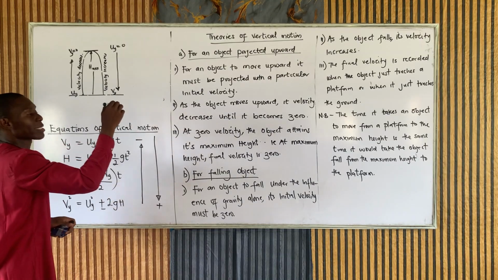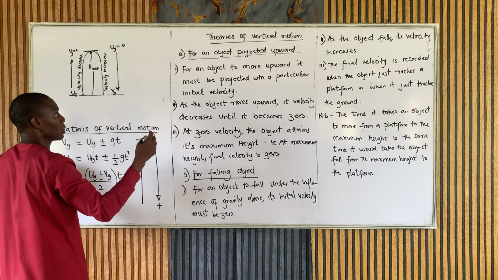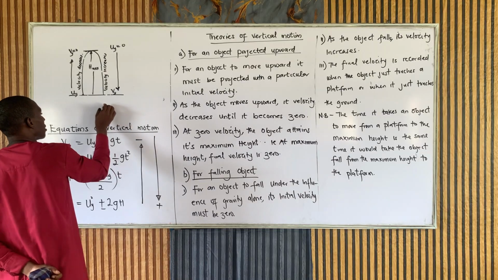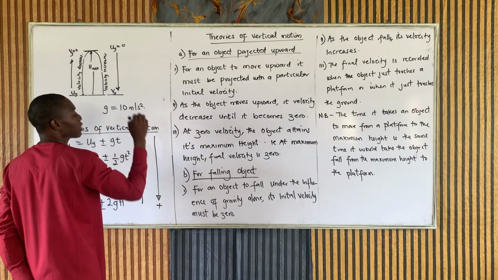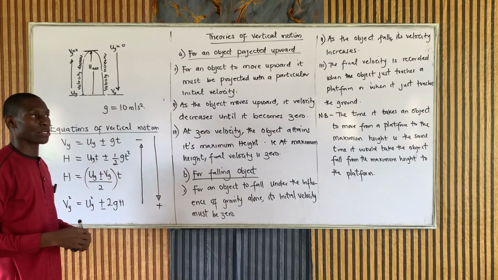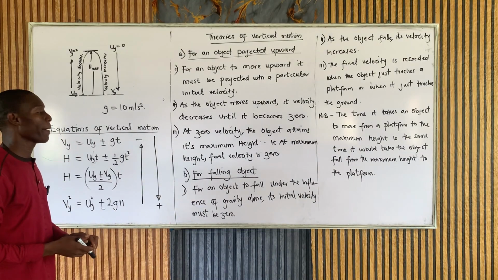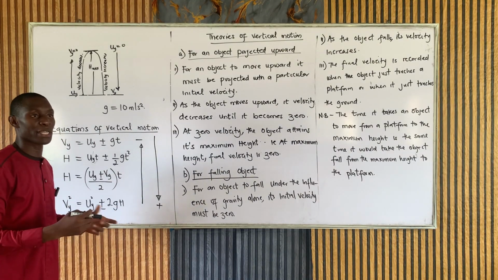The last thing I want to say is that for this motion we want to study, we assume our g to be equal to 10 meters per second squared. So for each question, you don't need to be given your g. Just remember that your g is 10 meters per second squared. So we're taking some examples now.